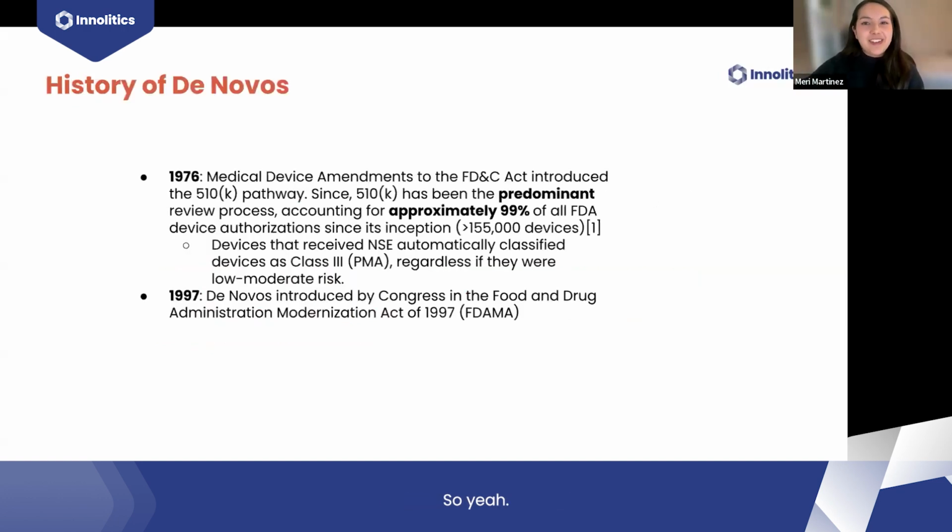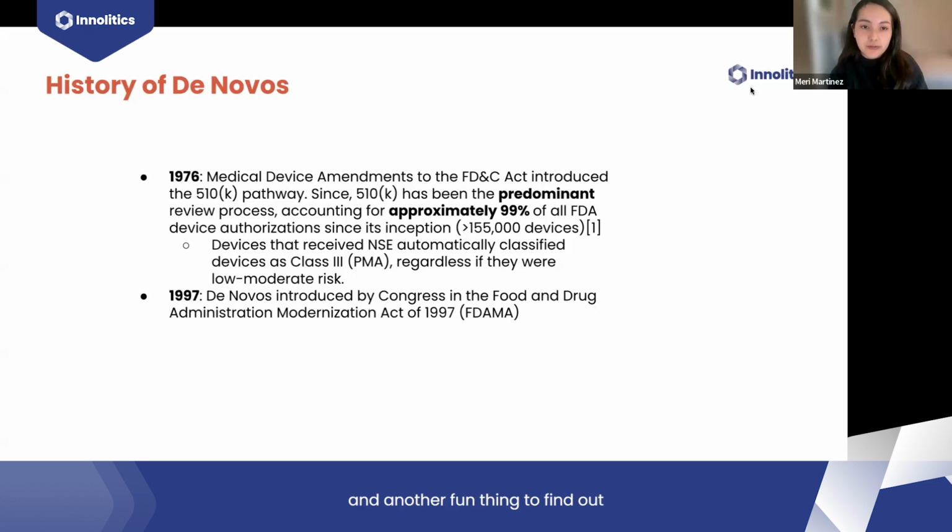All right, so that's it for the pop quiz. Now we can talk a little bit about the history of de novos. Again, a lot of this is coming from the article, but in 1976 the Medical Device Amendments to the FD&C Act was introduced and the 510(k) pathway originated. Since then, the 510(k) has been the predominant review process, which apparently has accounted for 99% of all device authorizations, which I thought was a huge number. I would have never expected that, but that's what the data says.